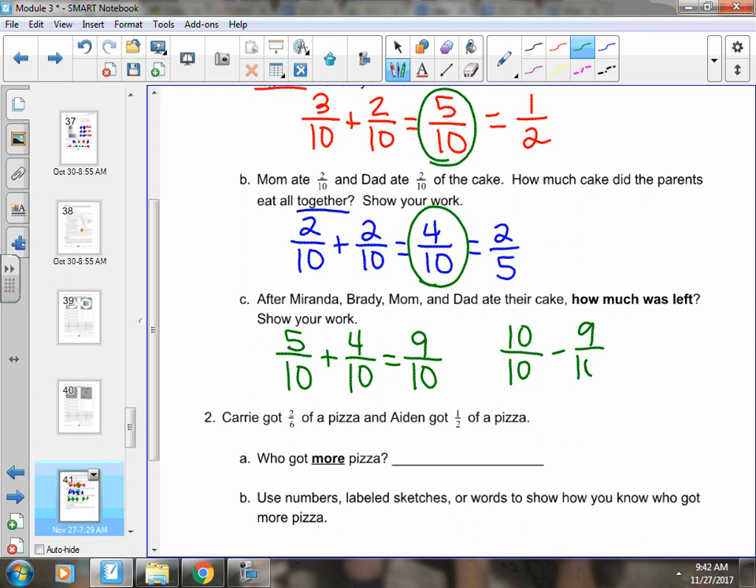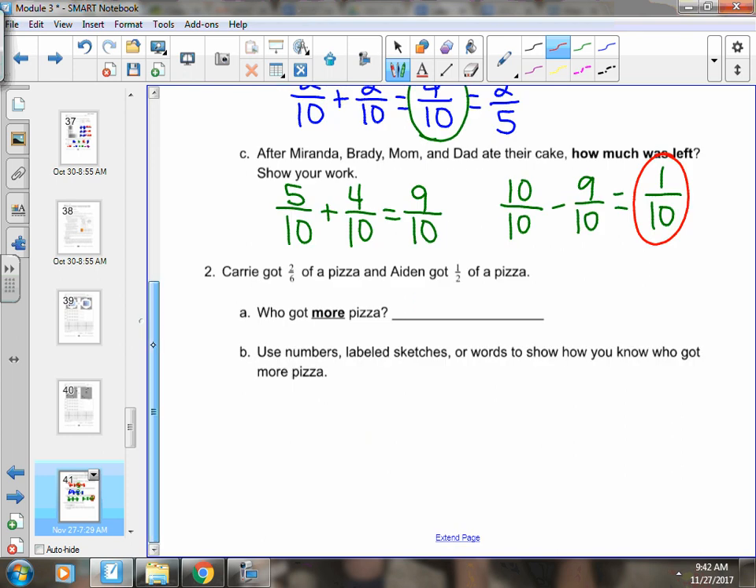The kids plus the parents ate 9/10. And that tells me that 1/10 was left. Okay, and maybe I'll circle it. So that way I know that's my final answer. Okay, so we added up how much cake was eaten, and we know then how much cake was left, right? I took 10/10, which was the whole cake, subtracting what they ate, and that tells me what was left.